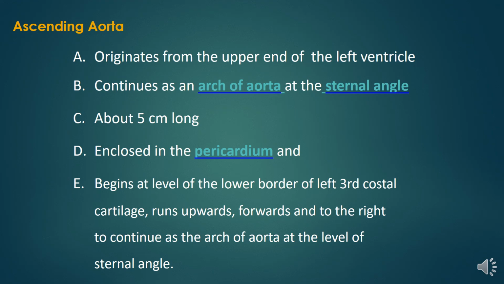Ascending aorta originates from the upper end of the left ventricle and continues as the arch of aorta at the sternal angle. It is about 5 cm long, enclosed in the pericardium, and begins at the level of the lower border of the third costal cartilage, runs upward, forward, and to the right to continue as the arch of aorta at the level of the sternal angle.